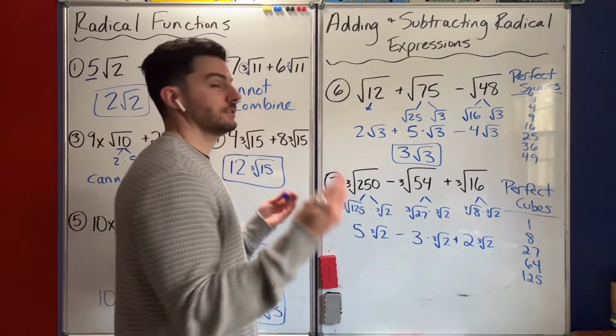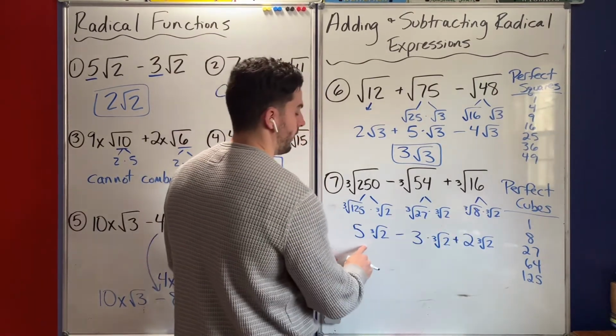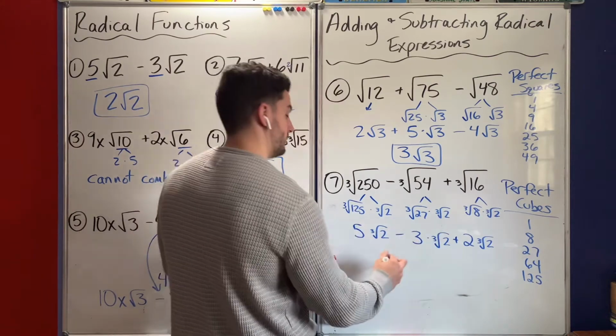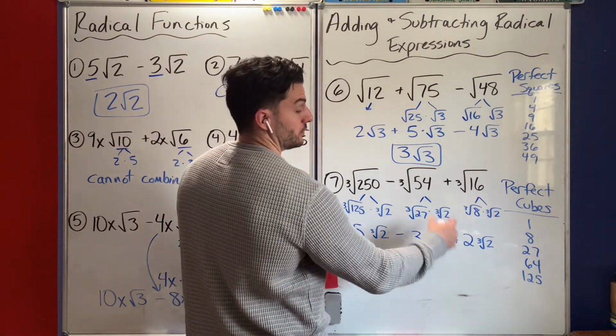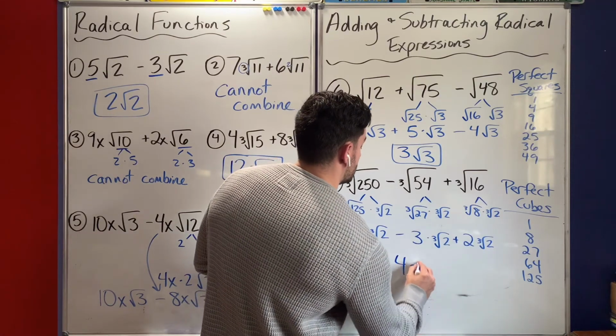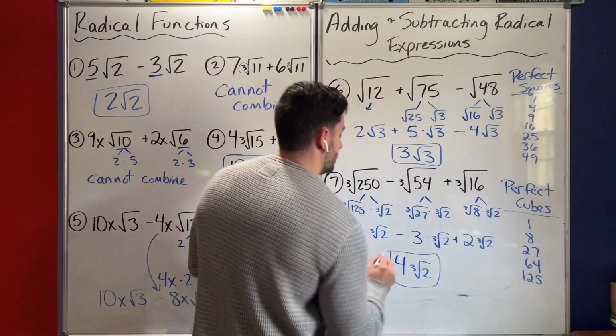So I can add and subtract these, right? So 5 times the cube root of 2 minus 3 times, so 5 of those minus 3 of those leaves me with 2 of those. So 2 of those plus 2 of those gives me 4. So I have 4 times the cube root of 2.